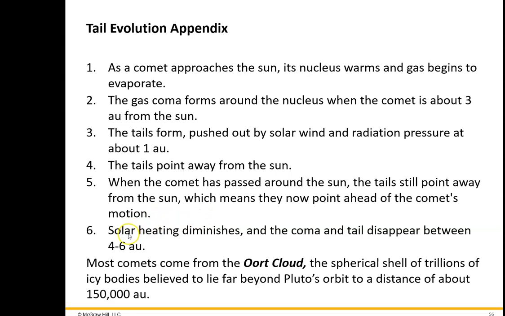Anyhow, solar heating diminishes, and the coma and the tail tend to disappear when it gets anywhere between 4 and 6 astronomical units. So most of the comets will spend a great deal of time either out in the Kuiper Belt if they're short period, or all the way out in the Oort cloud, which, as it says there, has literally trillions of objects.